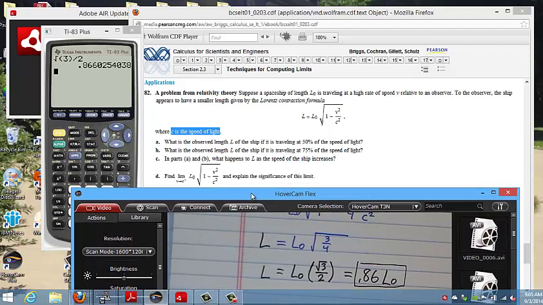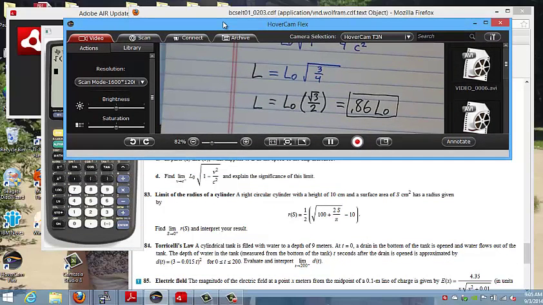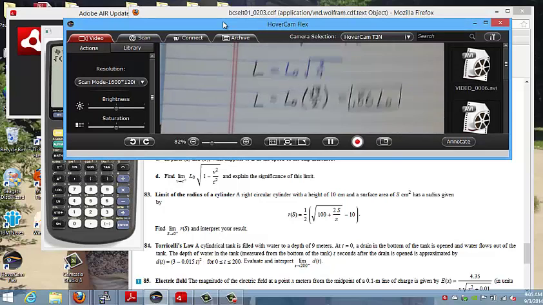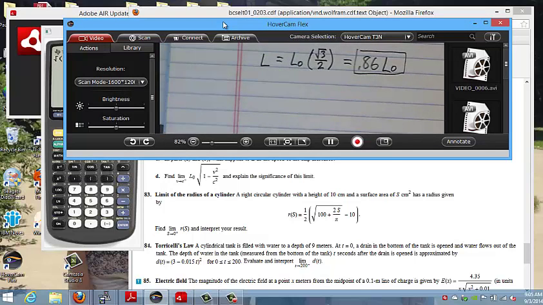Now, part D. Find the limit, blah, blah, and explain the significance of that limit. All right, I think that's worth thinking about. So let me just jump to D, and then I'll be done. Because that's where the calculus is happening, right? When we start doing limits. D.